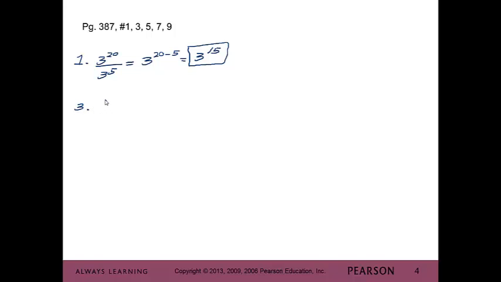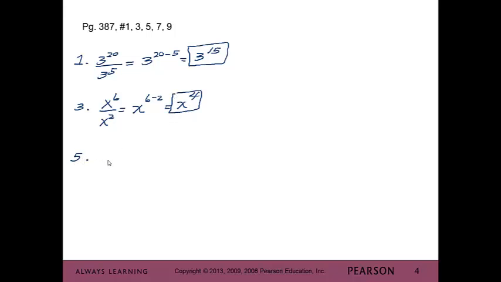Let's look at number 3. We have x to the 6th power divided by x squared. Again, the base is x, so we're going to keep the x. And then we're going to subtract our exponent, so 6 minus 2. And we'll have x to the 4th power. And that's the final answer.